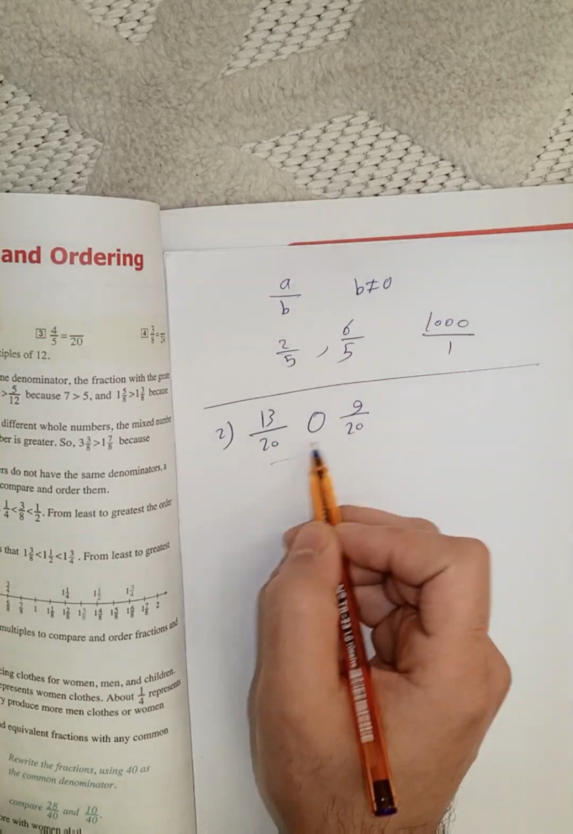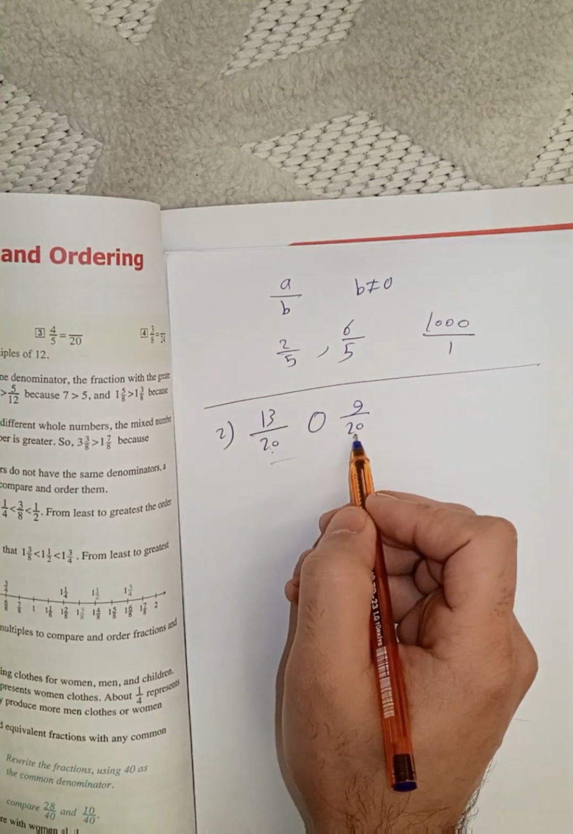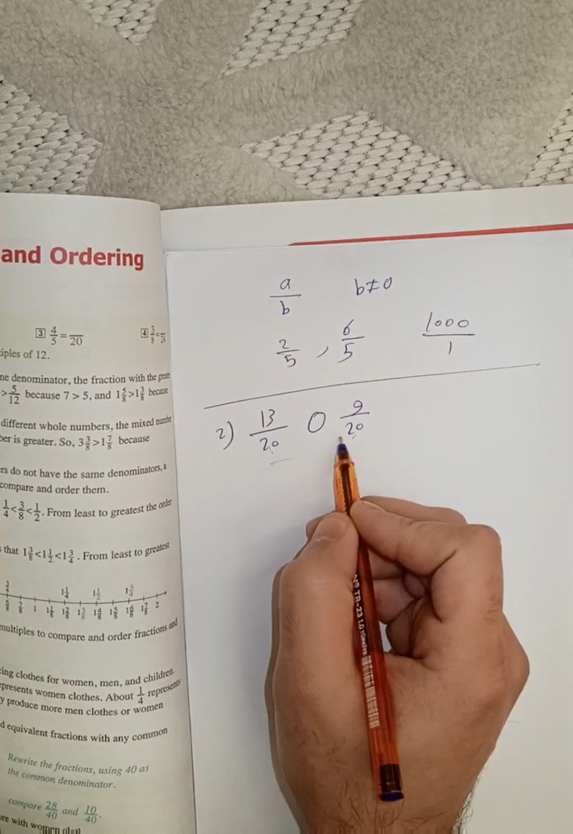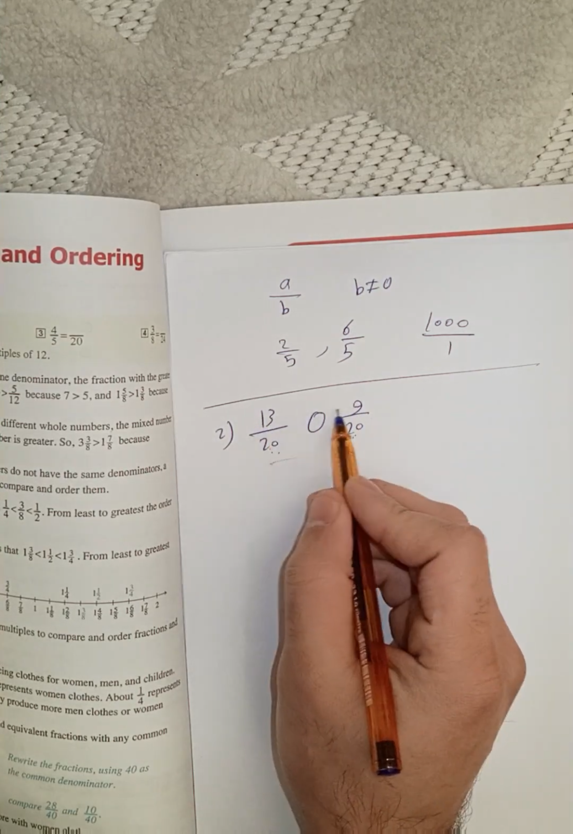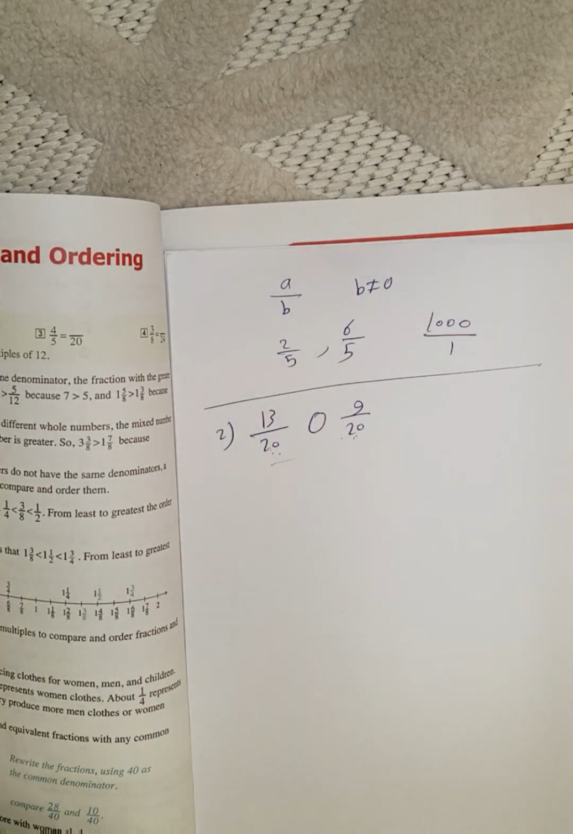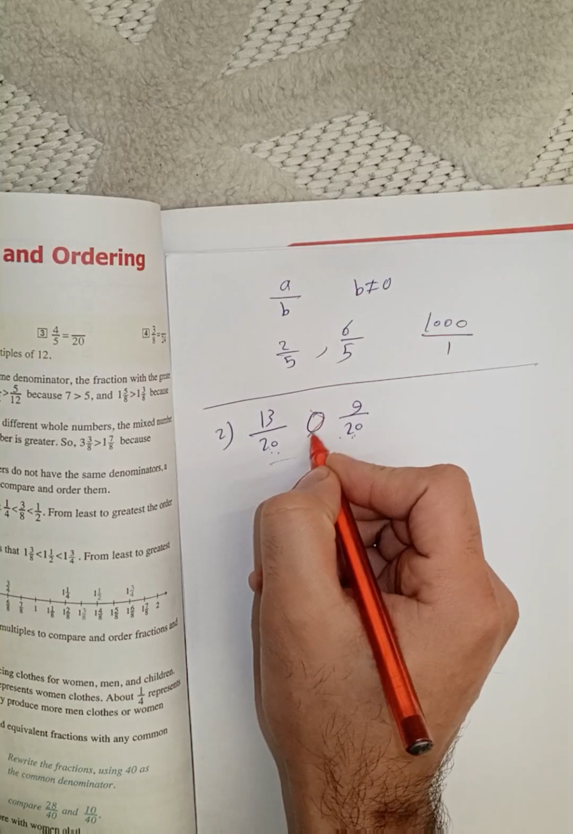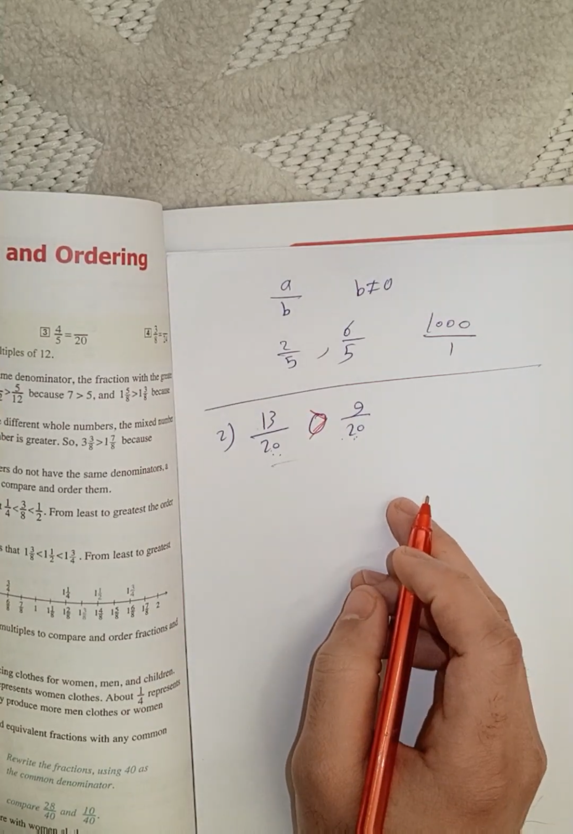Why? Because the denominators are the same. The first thing that we have to do is look at the denominators. If the denominators are the same, compare the numerators, the numbers on the top. 13 and 9, which one is bigger? 13 is bigger, so the first fraction is bigger than the second one.